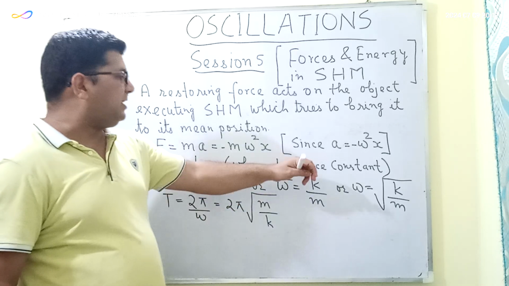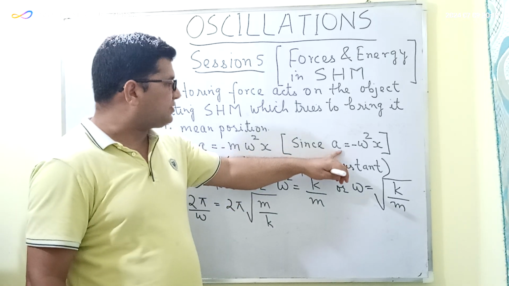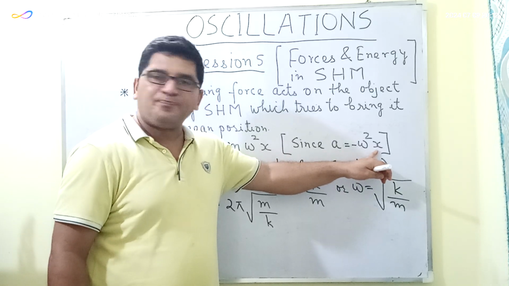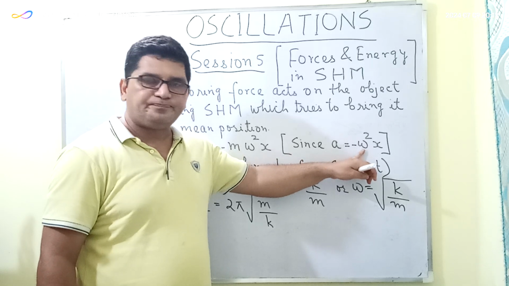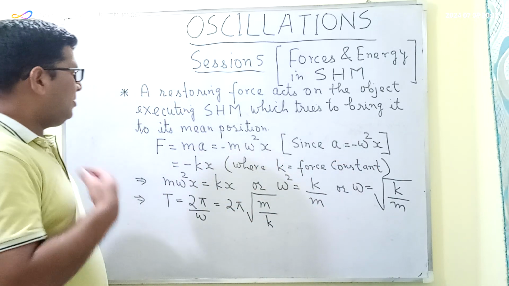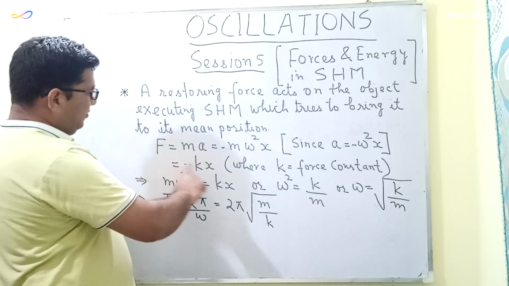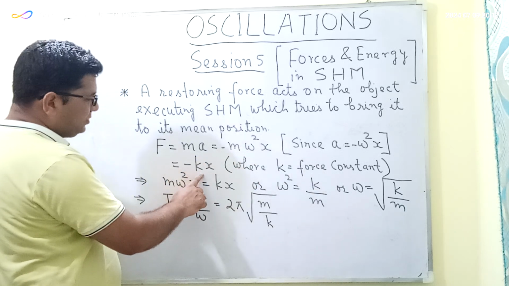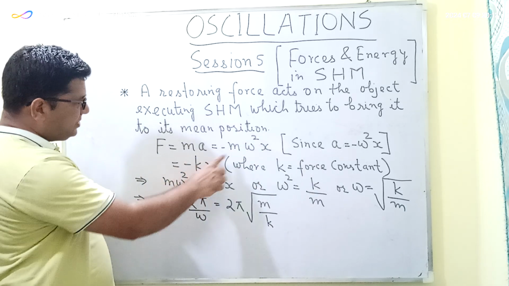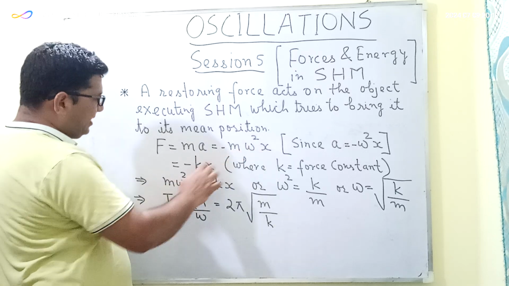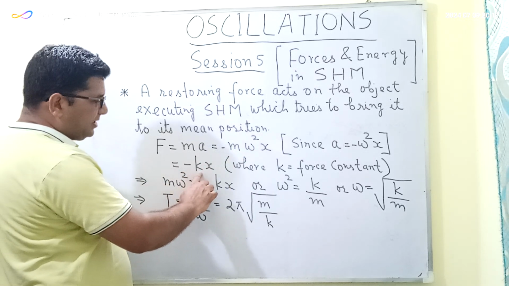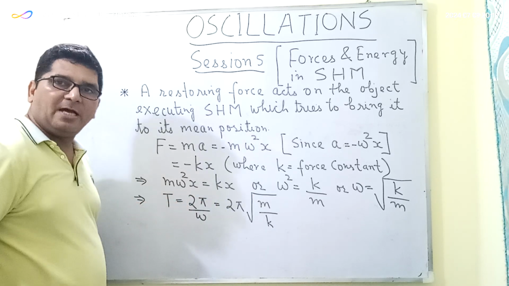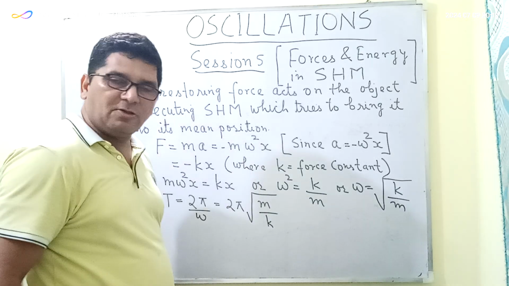And in the case of an object which is executing the simple harmonic motion, the acceleration is equal to minus omega square x, where x is the displacement and omega is the angular velocity. So from this equation we can see that F is equal to ma, minus m omega square x, and this is equal to minus kx. So from minus m omega square x equals minus kx, I am getting the value of this omega square, where omega is called the angular velocity, or it is also termed as angular frequency.